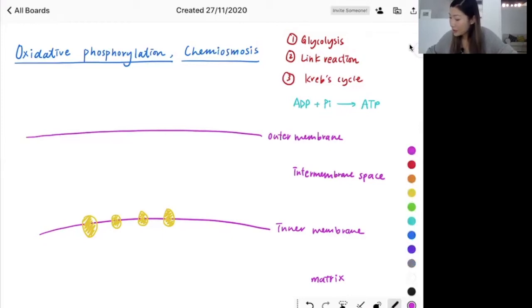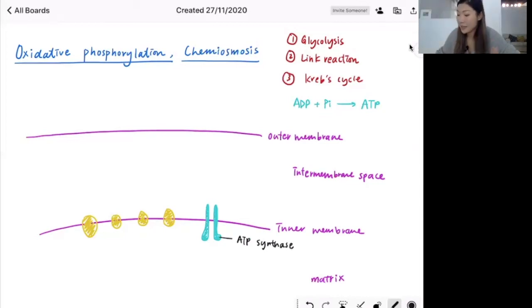Moving on, there's still one more thing on the inner membrane, and let's use blue. That's an enzyme called ATP synthase. You don't have to know how to draw this in the exam, but I'm just drawing this so you would understand what's happening. So this is an enzyme. As the name suggests, ATP synthase is an enzyme that synthesizes ATP molecules. And these are all electron carriers.